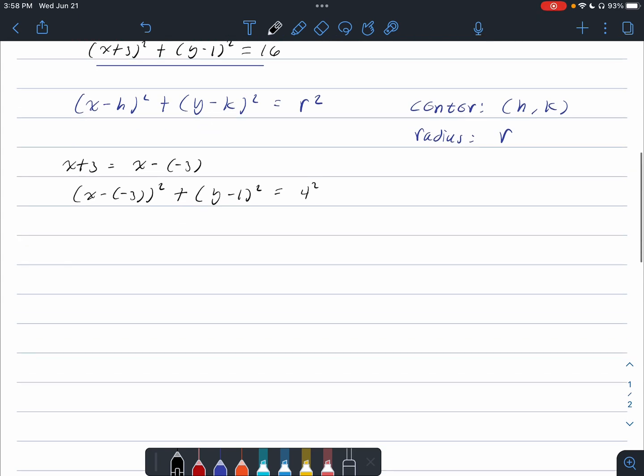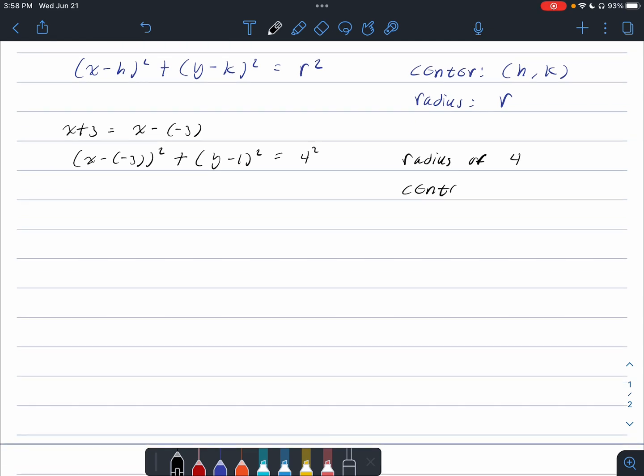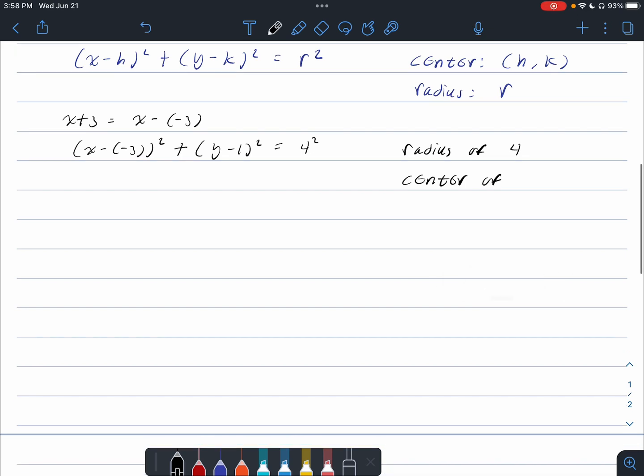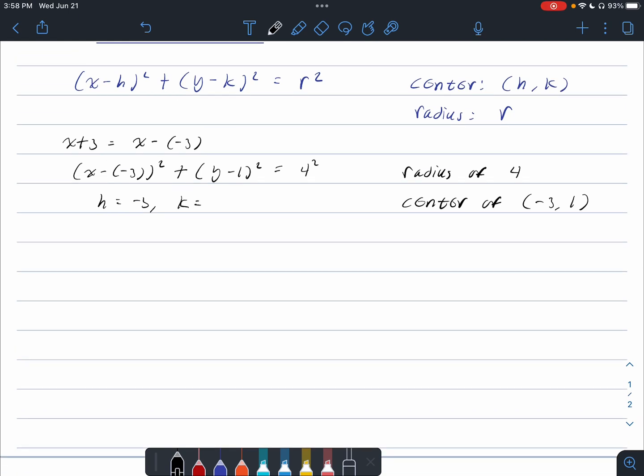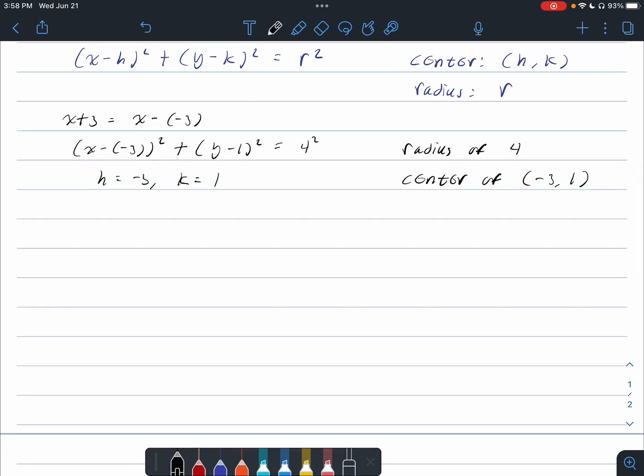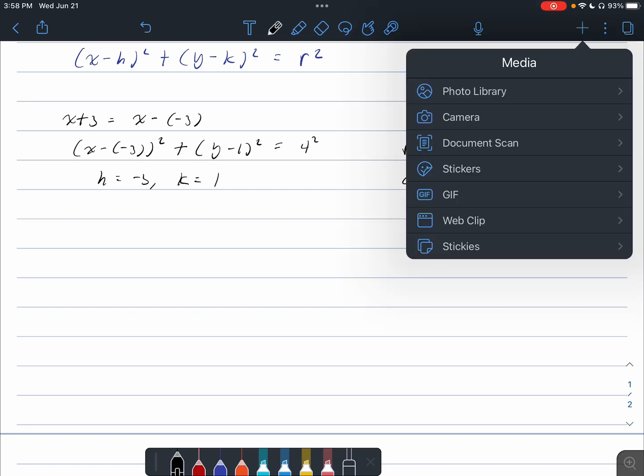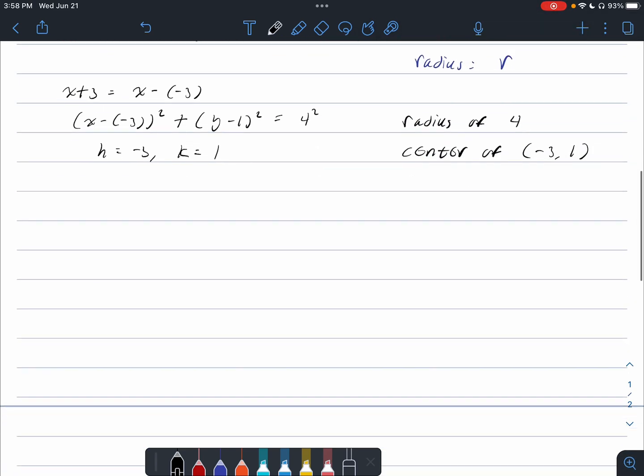So in this case, we have the radius of 4, and we have a center of negative 3, 1. Because here h equals negative 3, and k is equal to 1. And the second part of this has to do with graphing one of these equations. So let's go ahead and draw a little crude graph here. It's not going to be perfect, but you'll get the idea.